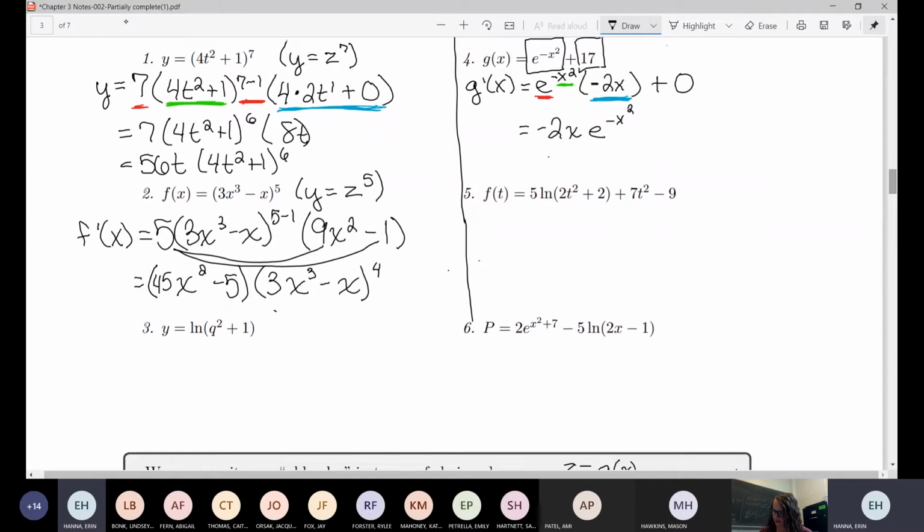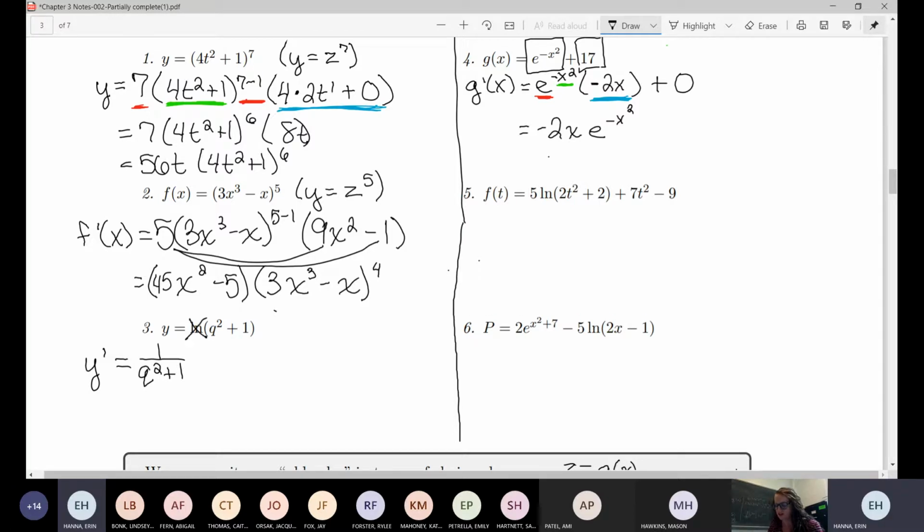All right, so let's scroll down to the next one before we jump over to the ones that have more pieces to them. Now I have the natural log of q squared plus 1. So we're in that situation of having the natural log of something, and that's going to be our outside function. If I need to take the derivative of the outside function first, I need to do that natural log rule, but leave that inside as it is. If the derivative of the natural log of x is 1 over x, then here we'll have 1 over q squared plus 1.